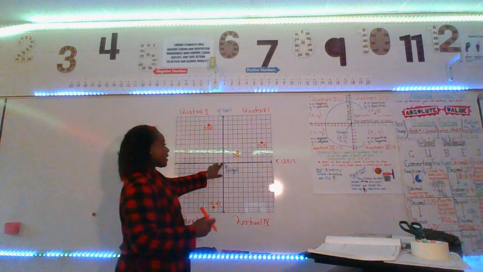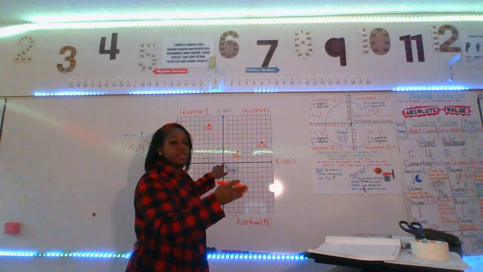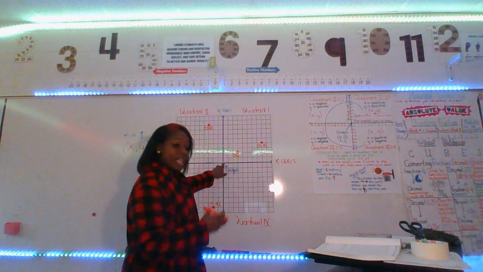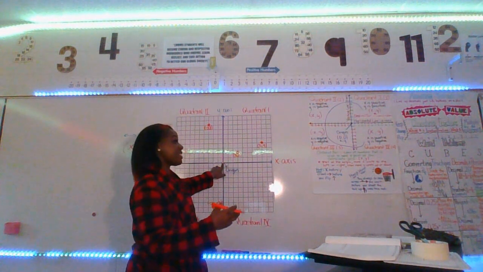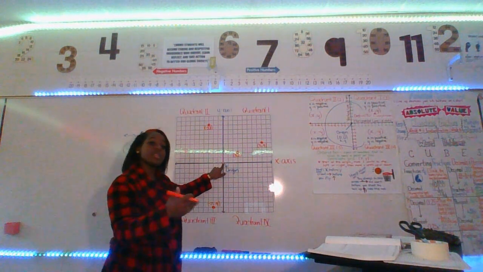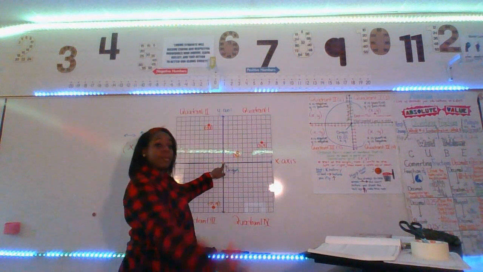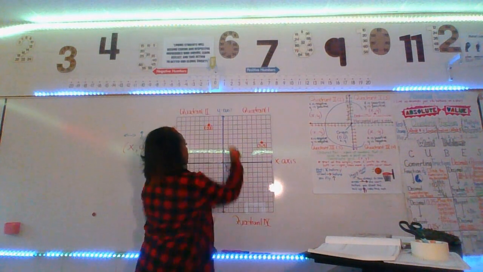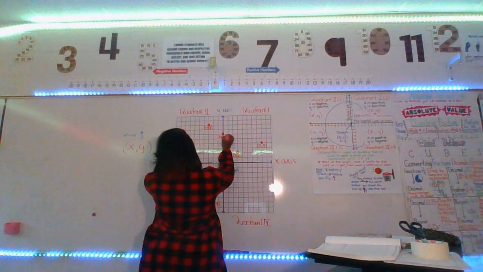It says 0 and 6. 0, this means that I have a 0 in the first direction. 0 means I'm not moving left or right. Then the second number tells me I'm going up or down. So here I have 0 and 6. I'm not going to move off the origin because my first number is 0. Then the second number is 6. The second number tells me I'm going up or down. So I'm going to go up 1, 2, 3, 4, 5, 6. Put a dot there and label it 0, 6.